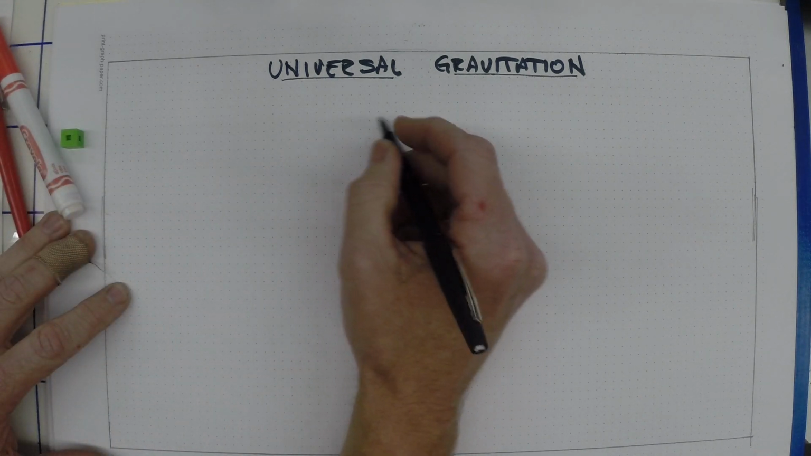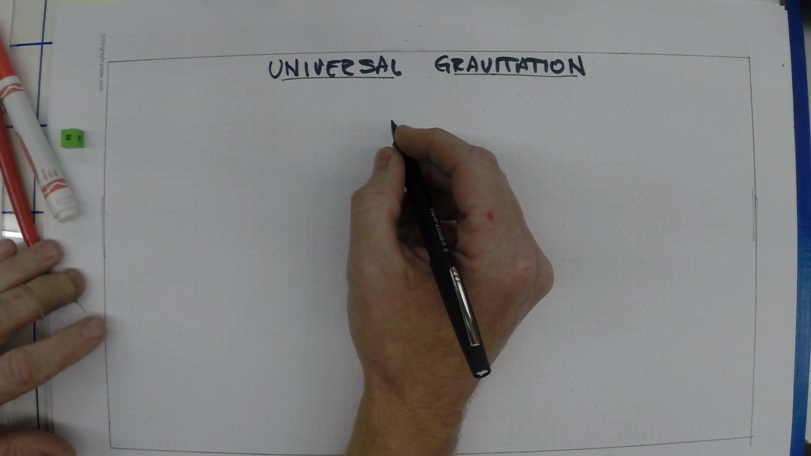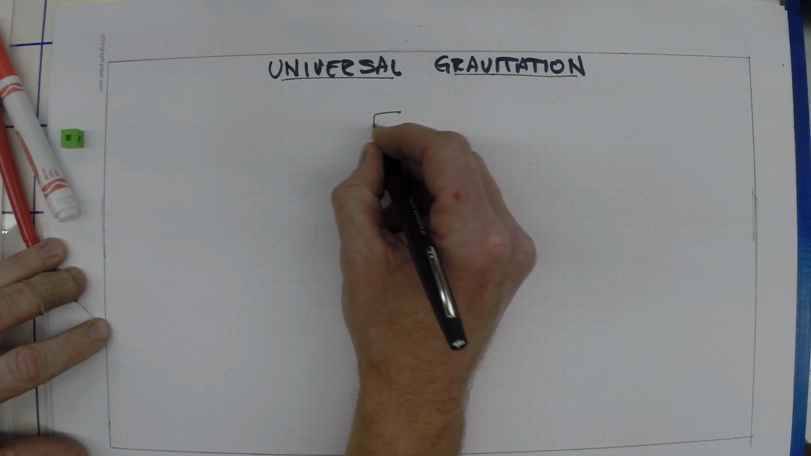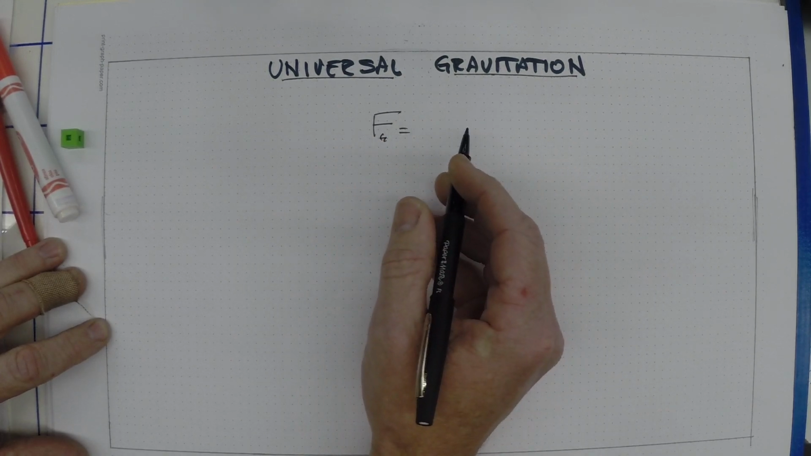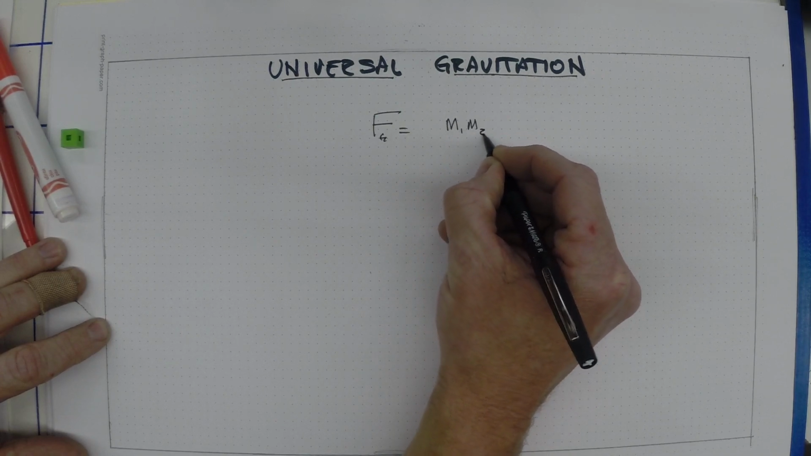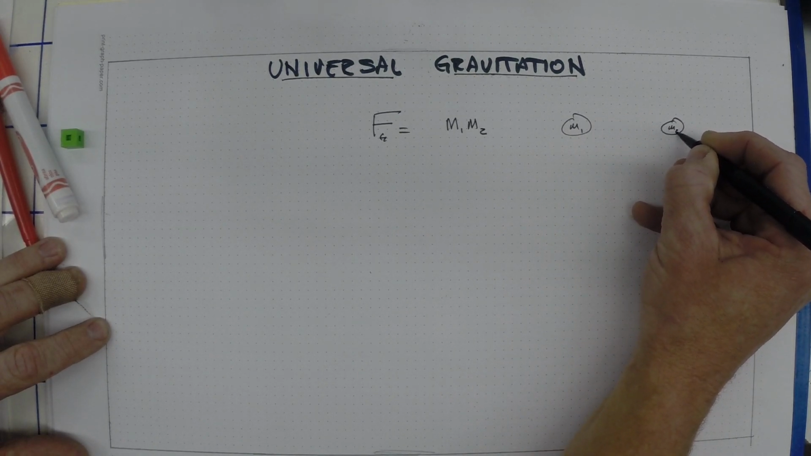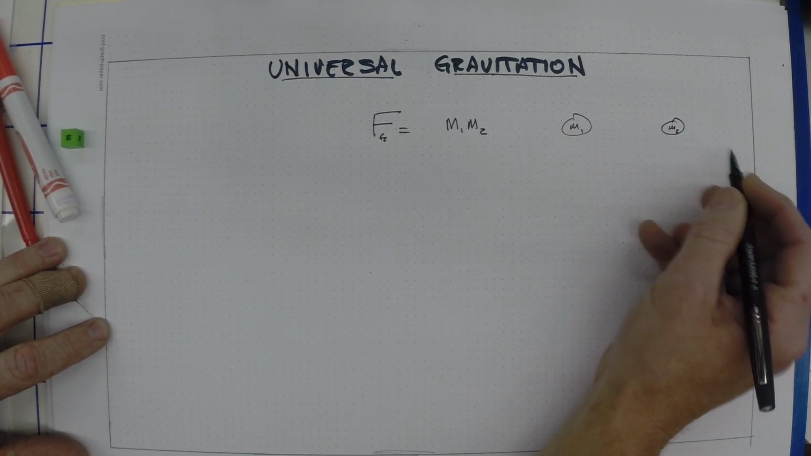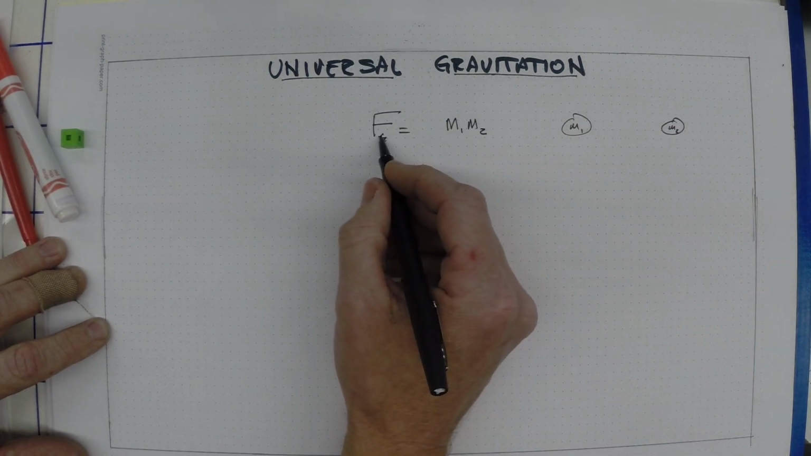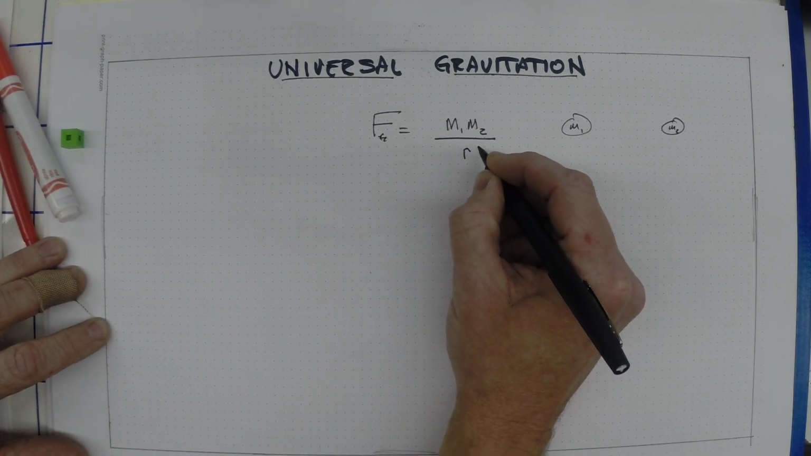But the universal nature of this is given by a relatively simple equation. And that is the force of gravity between any two objects. Well, it depends on the mass of the two objects. So m1 times m2. If you have some mass 1 and some mass 2, the two masses multiplied together are important. The bigger the mass, the bigger the force of gravity. Divided by the distance between them squared.